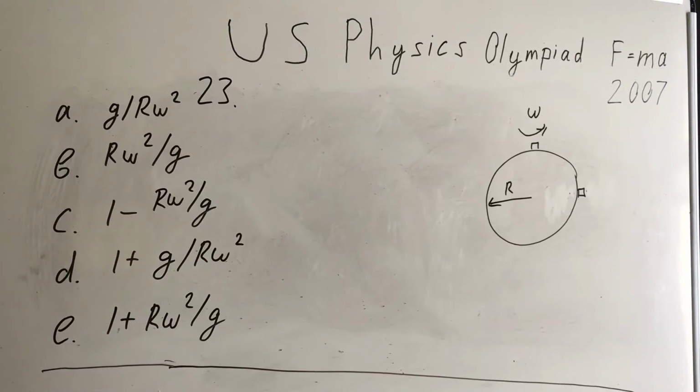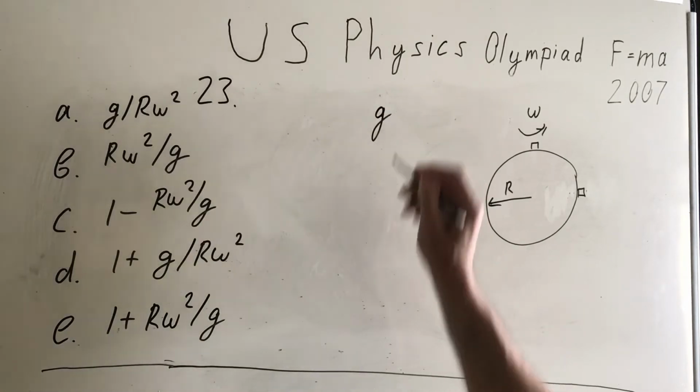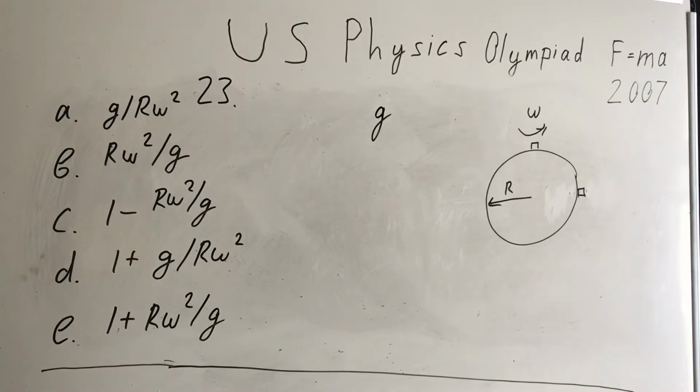Problem number 23. If a planet of radius r spins with angular velocity omega about an axis through the North Pole, what is the ratio of the normal force experienced by a person at the equator to that experienced by a person at the North Pole? Assume a constant gravitational field g, and that both people are stationary relative to the planet and are at sea level, and assume they have, of course, the same mass.